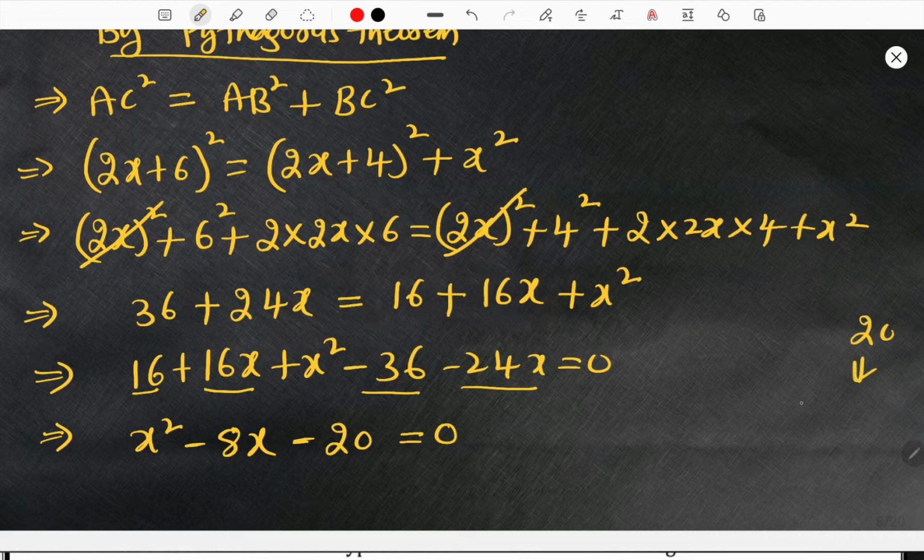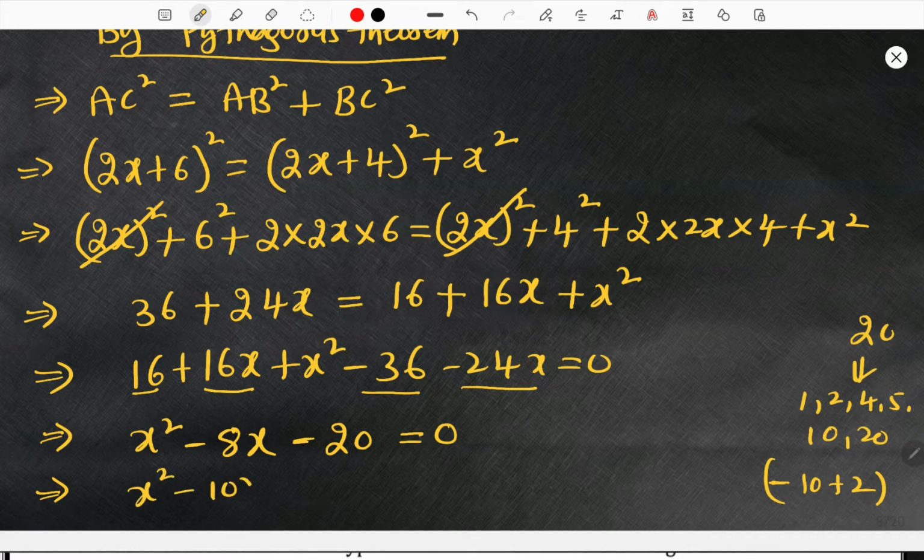What are the factors of 20? 1, 2, 4, 5, then afterwards 10, 20. Now in this you have to choose two numbers whose sum is minus 8 and whose product is minus 20. Don't you think it becomes minus 10 plus 2? Minus 10 plus 2 means minus 8, and minus 10 into 2 is minus 20. So let us write that down: x square minus 10x plus 2x minus 20 is equal to 0.